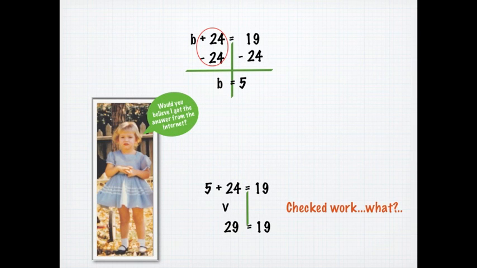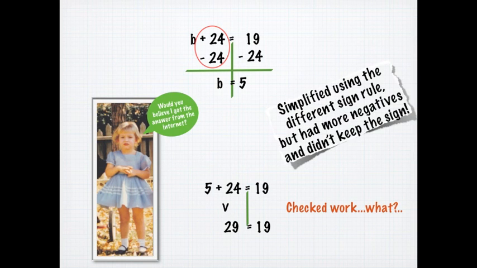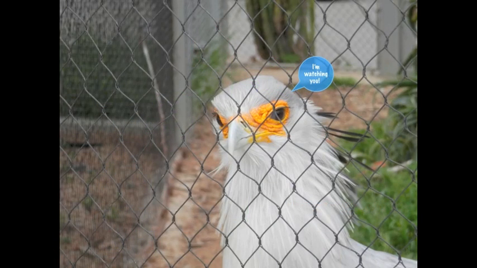So why didn't this balance? Action number 1 looks right when she made a 0, but in action number 2 she used the different sign rule. But she had more negatives and didn't keep the sign. The answer should have been -5. Those negatives will get you every time if you're not careful. And finally, make sure you copy the equation correctly.